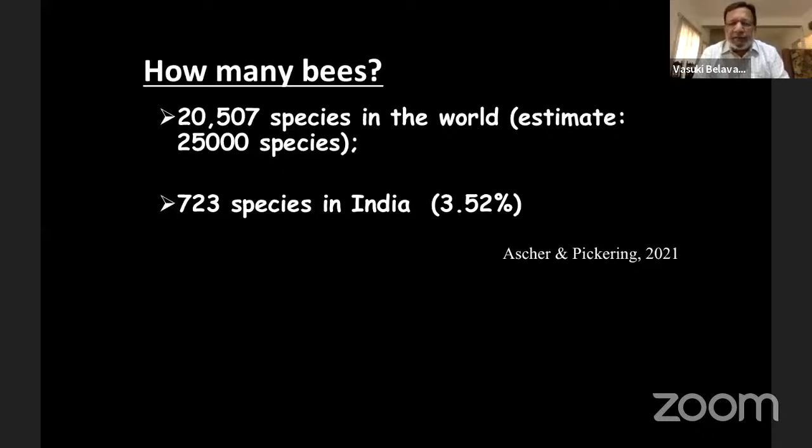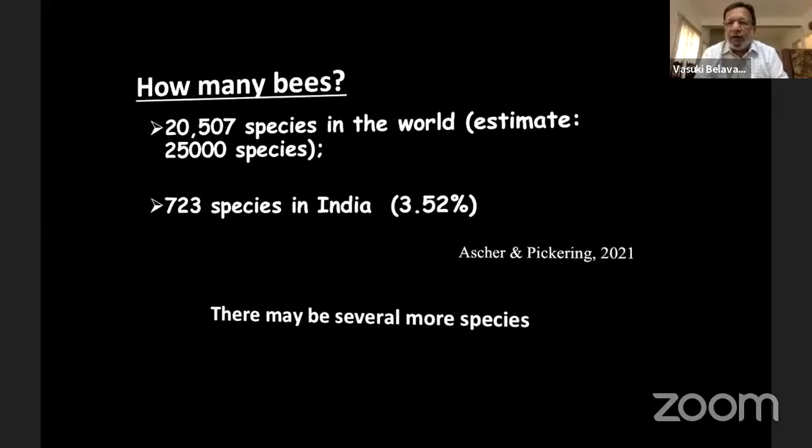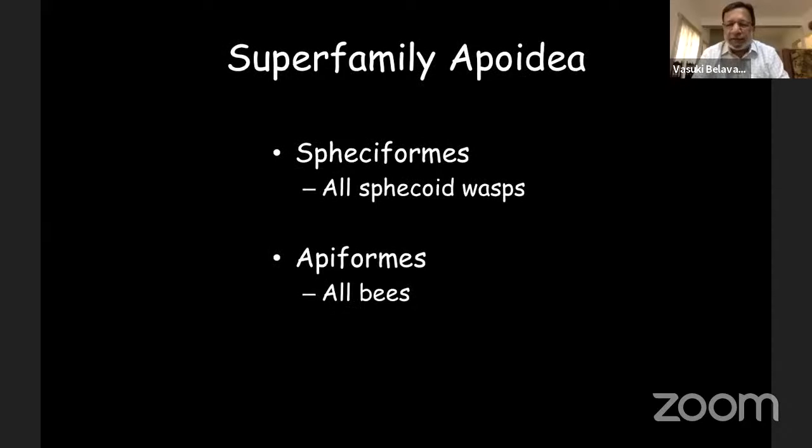In India, we have 723 species, which amounts to about 3.5% of the world bee fauna. And probably we have many more species, and there is a greater task for the bee taxonomists to look for new species of bees and their importance in India. So the bees come under the superfamily Apoidea.